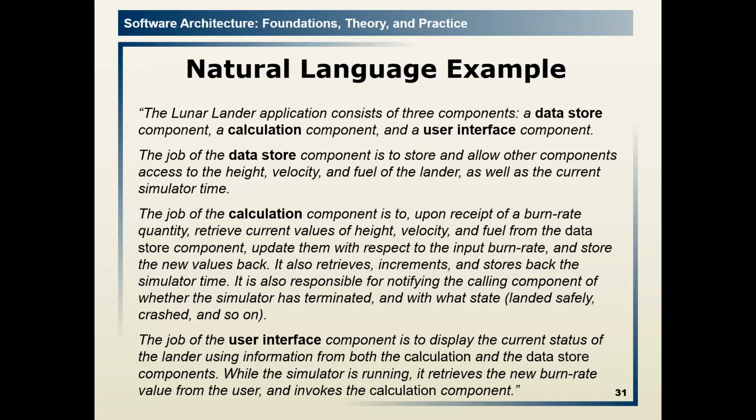So for example, if we use a description like the one given in the slide now to talk about the lunar lander, it might include a lot of details. A data store component, a calculation component, and a user interface component. The job of the data store is described, the job of the calculation component is described, and the job of the user interface is described. So a lot of words. If you want to get the details, now imagine the designer or the implementer who has to write the code will have to read all these words.